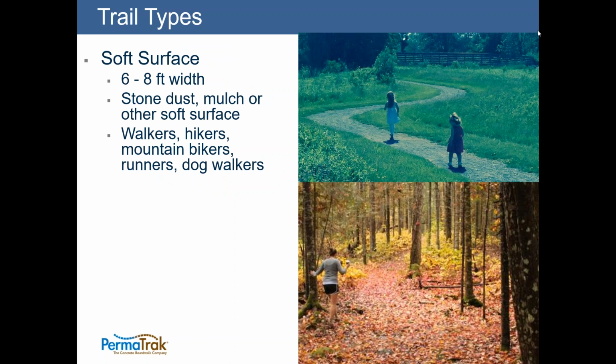Soft surface trails, these can vary considerably. They vary in width from 6 to 8 feet wide or smaller, depending on the demand. They can consist of a variety of surface materials, whether it's stone dust, mulch, or other soft surfaces that are regionally context sensitive. And they serve a variety of users: walkers, bikers, mountain bikers, runners, or dog walkers. And as the surface changes, it tends to discourage some users from wanting to use these facilities. So you'd likely not see a narrow tired bicyclist. You may see more knobby or hybrid style bikes in these conditions.